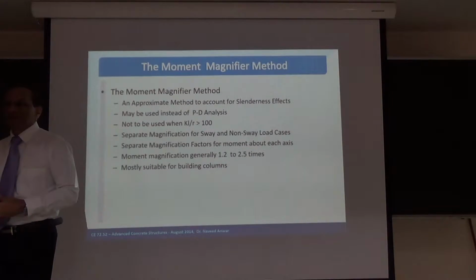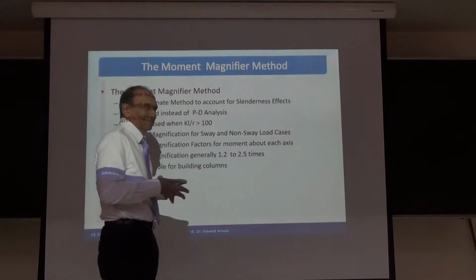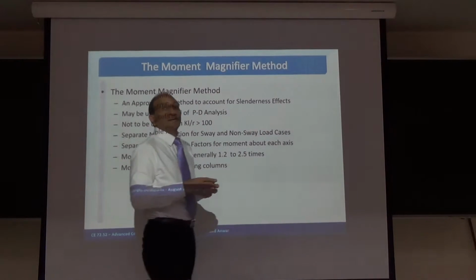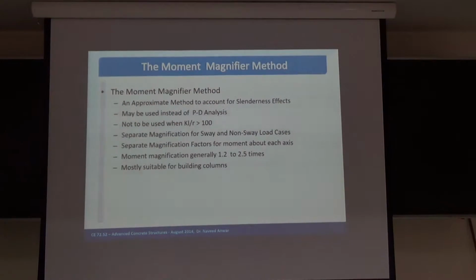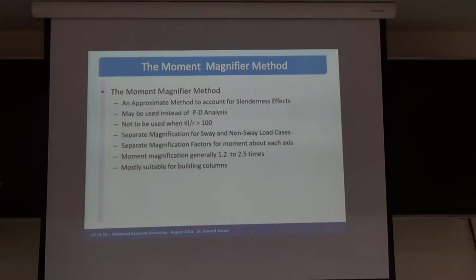What is the radius of gyration? How can we calculate it? I by A? Okay. Yeah.